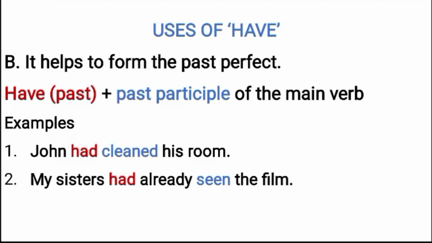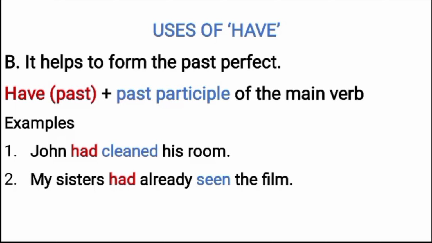B. The auxiliary verb have helps us to form the past perfect. The form of the past perfect is the past form of the auxiliary verb have, which is had, plus the past participle form of the main verb. Let's take a look at these examples.